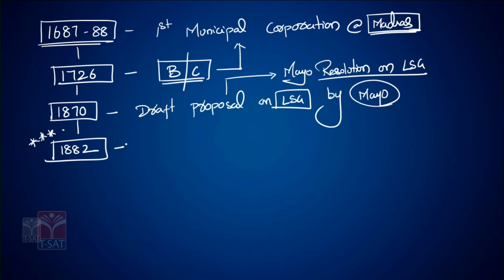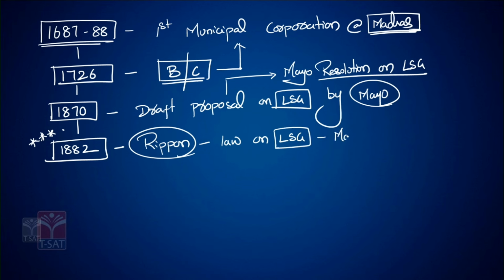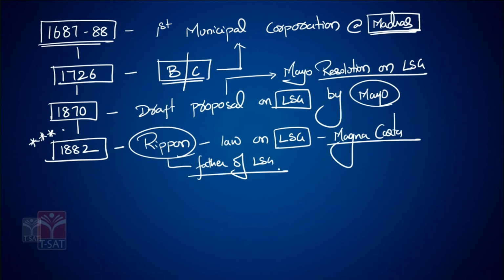In 1882, what happened? Mr. Ripon is the first person to give a law on local self-governance, called the Magna Carta of local self-governance in India. It is called the Magna Carta of local self-governance in India. Mr. Ripon is called the father of local self-governance.